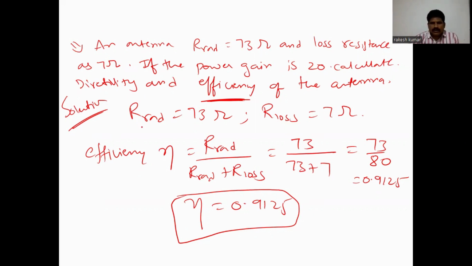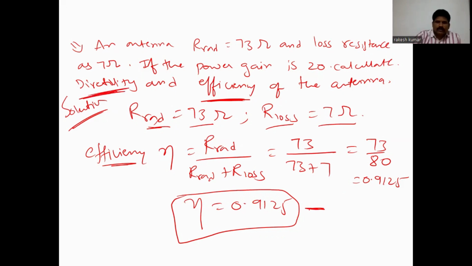So what is the given data? Radiation resistance is equal to 73 ohm and R loss is equal to 7. So you can easily calculate the efficiency. The efficiency eta is equal to R radiated by R radiated plus R loss. Therefore, 73 by 73 plus 7, that is equal to 80 ohms. So the efficiency is equal to 0.9125. That is one thing. The other thing they have asked is to calculate the directivity.